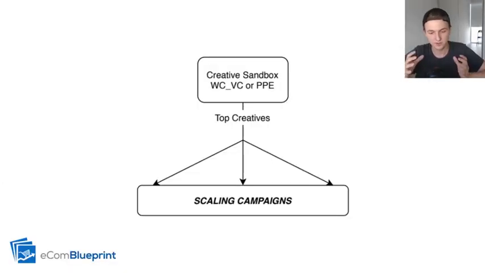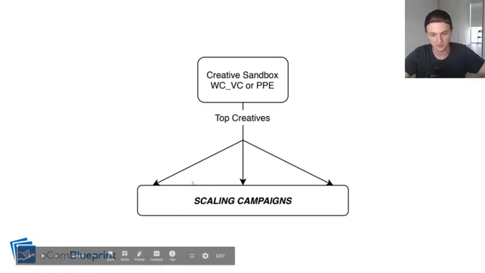So just a very simple diagram recapping that. You have your creative sandbox campaign here, which is either website conversions, view content campaign, or PPE. And you're testing all these different creatives with your top audiences. Once you identify top creatives, like new top creatives, you want to take it and duplicate it into all of your scaling campaigns. And so, I put multiple arrows because usually you're going to have multiple scaling campaigns, more than just one. You want to add it to all of them.